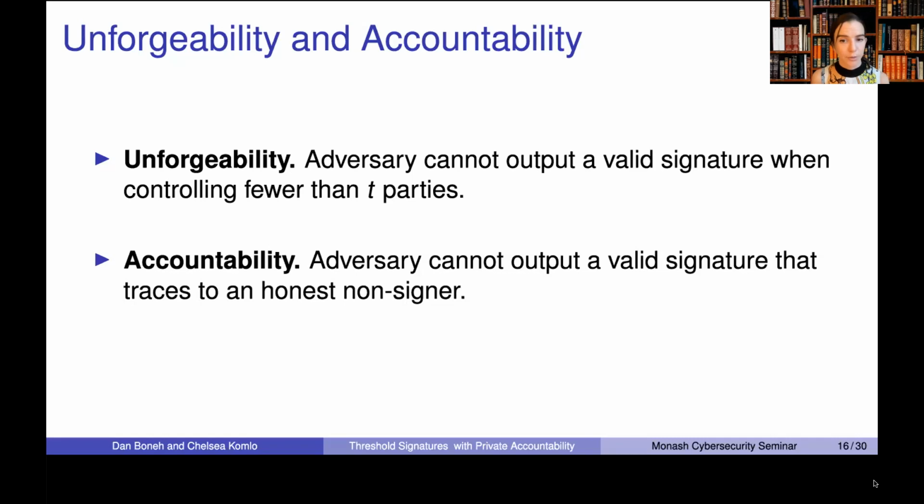Then for accountability, we say that an adversary cannot output a valid signature that traces to an honest non-signer or, conversely, an adversary cannot output a valid signature that does not represent the signing coalition. I don't explain this extremely well here, but the adversary can't frame a non-signer, and it shouldn't be able to claim that it did not participate in signing. So these two conditions have to hold.